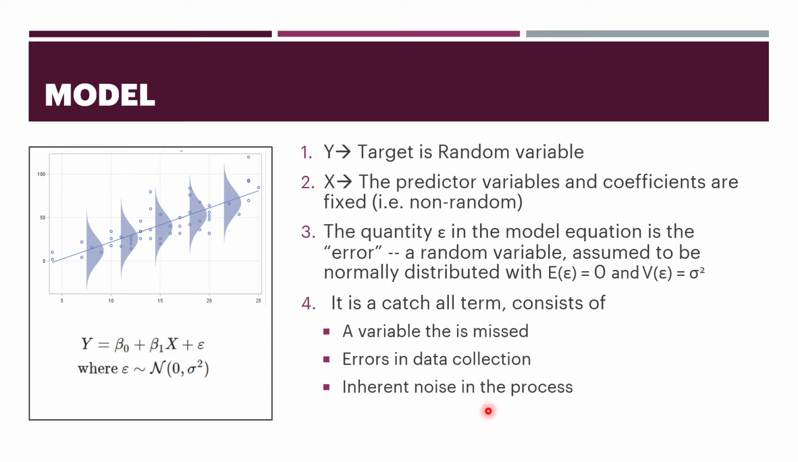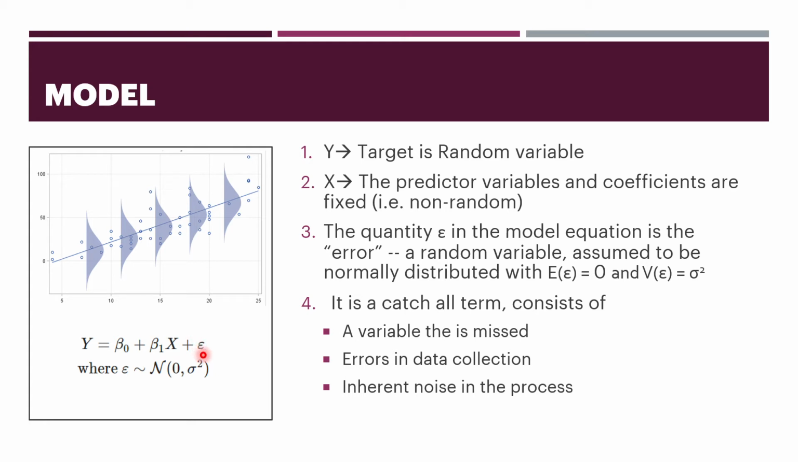Sometimes the process itself is inherently noisy. So there will be noise in the process itself. Not all processes are deterministic. Some processes are random, so that could also be the case where my y will change. To capture all those things which are not included, it is called a catch-all term. It could be a variable that is missed out, or it could be error in the data collection process, or it could be the inherent noise in the process which is generating this data. All of them will be included in this error term.